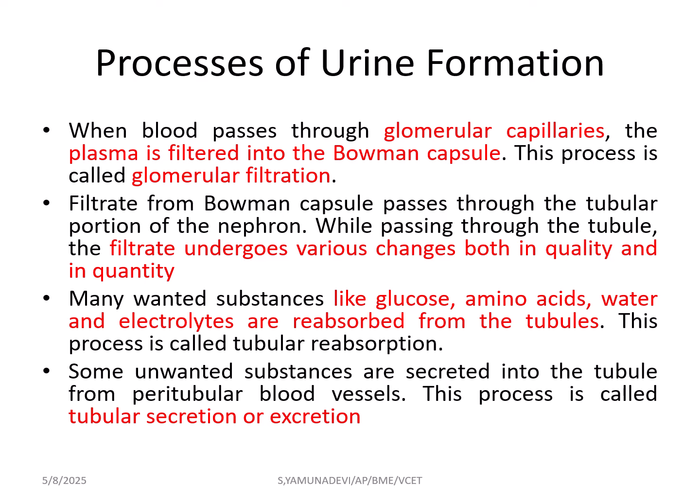Mainly the wanted substances like glucose, amino acids, water, and electrolytes are reabsorbed from the tubules. This process is called tubular reabsorption. In that portion, some unwanted substances are secreted into the tubule from the peritubular blood vessels. This process is called tubular secretion or excretion.